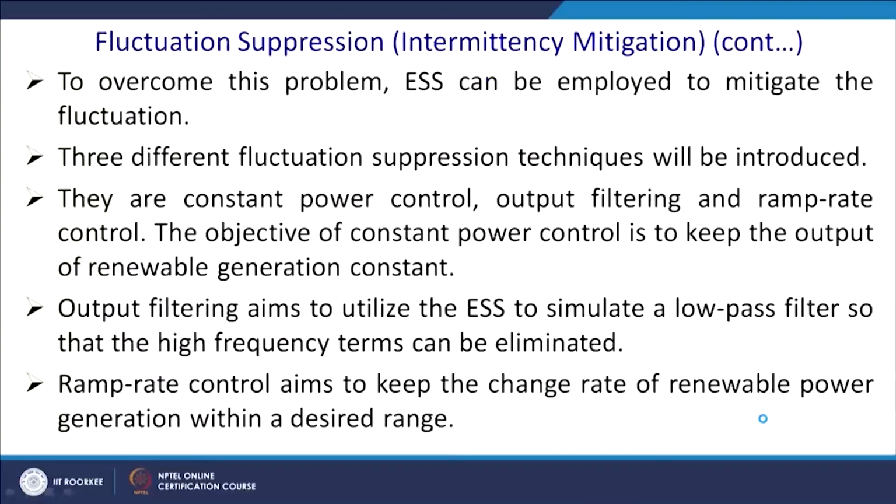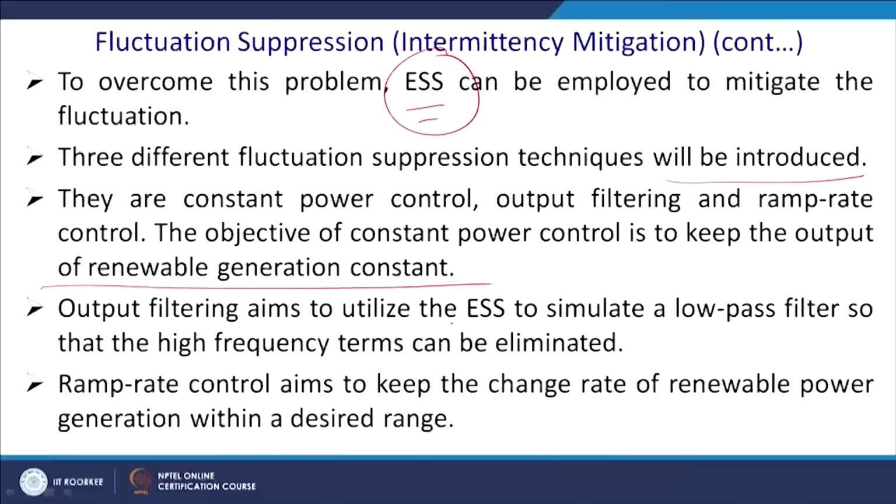And for this reason, to overcome this fluctuation pattern of the power of the renewable energy, we require to implement the ESS to mitigate the fluctuations. And three different fluctuation suppression techniques are generally introduced. They are constant power control, which will maintain the power constant, so it will charge or discharge the battery according to the energy surplus or energy deficit, then energy output filtering, and the ramp rate control. If the power is ramping, then also you can take the objectives.